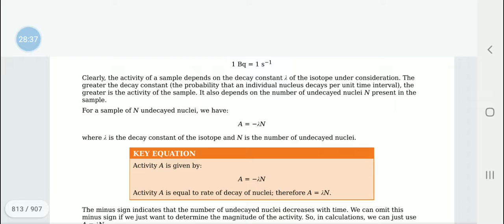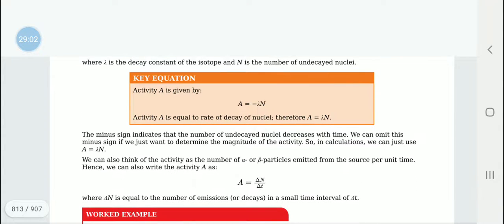It also depends on the number of undecayed nuclei, capital N. When N is lower, activity will also drop. Therefore, for activity we can get the below equation: A equals negative lambda N. A is the activity, N is the number of undecayed nuclei, and lambda is the decay constant.